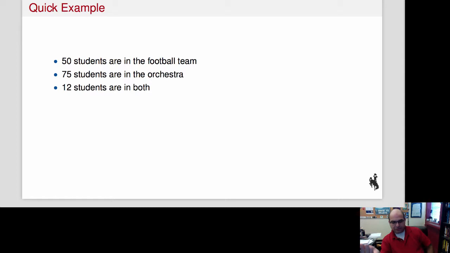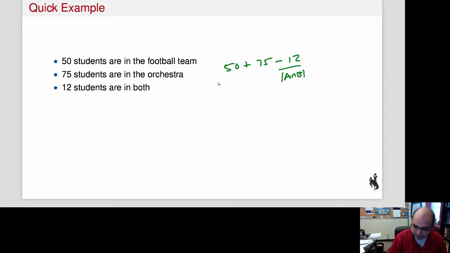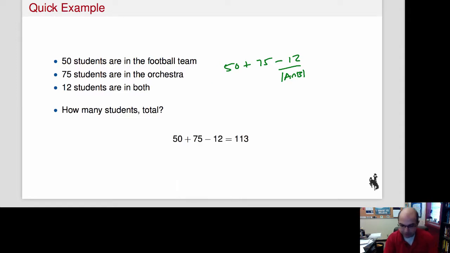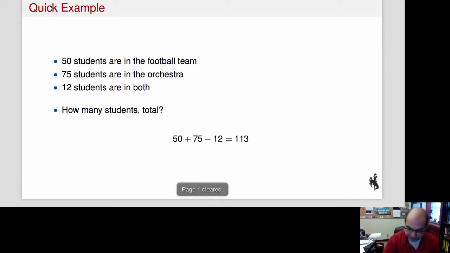I've got 50 students in the football team, 75 students in the orchestra, and 12 students in both. So how many students total? Well, that's going to be 50 plus 75 minus 12, because that's A intersect B. So I get 125 minus 12, that's 113. So that should be our answer. And that's it. It's as easy as applying it. There's nothing fancy going on.